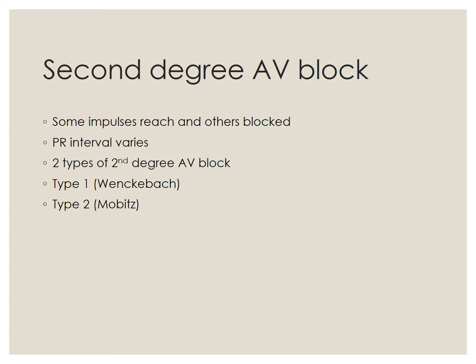All right, second degree AV block. Some impulses reach the ventricles and others are blocked from reaching them. Because the SA node is generating impulses in a normal manner, each P wave will occur at a regular interval across the rhythm strip, although not every P wave will have a QRS complex. So the PR interval will vary. This suggests that the atria are being depolarized normally, but not every impulse is being conducted to the ventricles. So you're going to see more P waves than QRS complexes on an ECG rhythm.